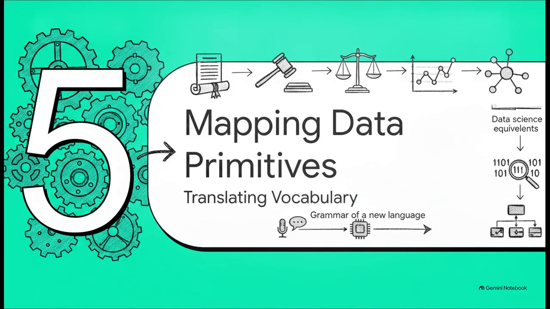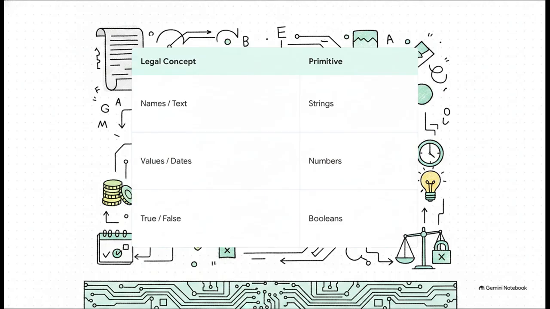Section 5. Mapping legal data primitives. Translating the vocabulary. This covers the essential concepts from video 4.2. Now that we've decoupled the machinery from the material, let's learn the basic grammar of this new language by mapping traditional legal inputs to their data science equivalents. So the crucial point is that you already know all of this. We're just assigning new computational labels to your existing expertise.